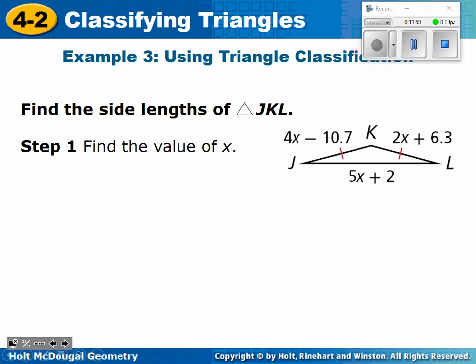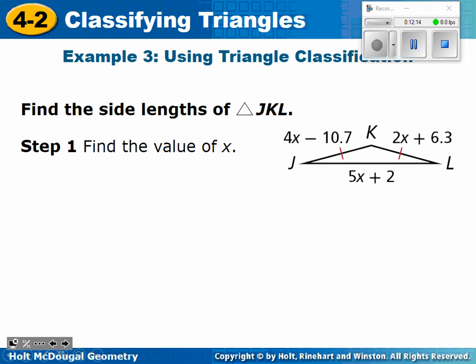So your angle measures are what are going to add to be 180. They always sum to 180. But your side lengths, there is no sum for those. Okay, so be really careful that you don't do that. Do not add side lengths and set them equal to 180 degrees.